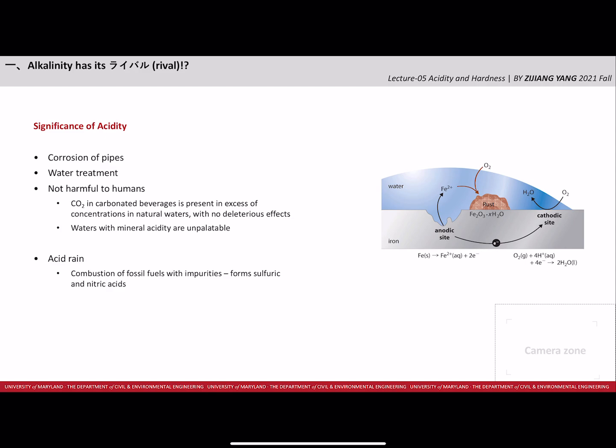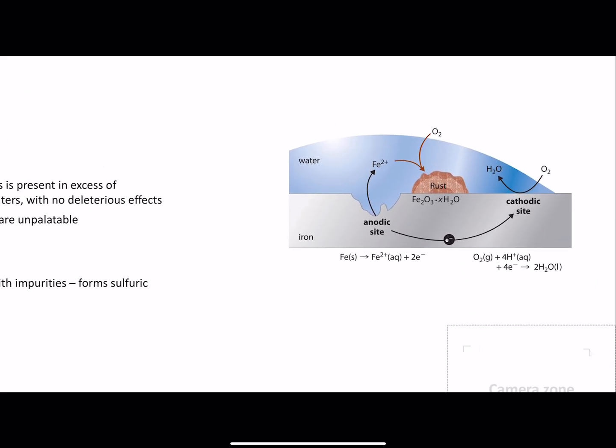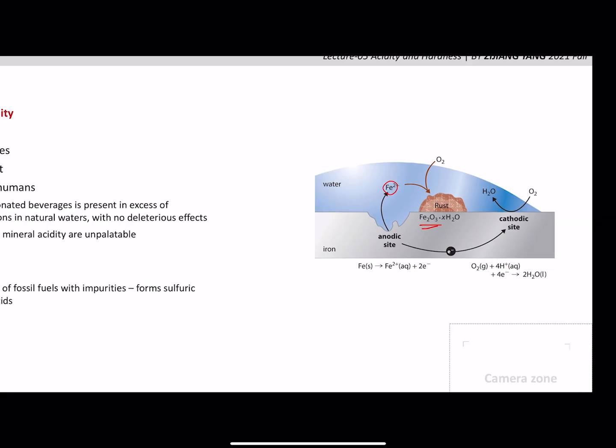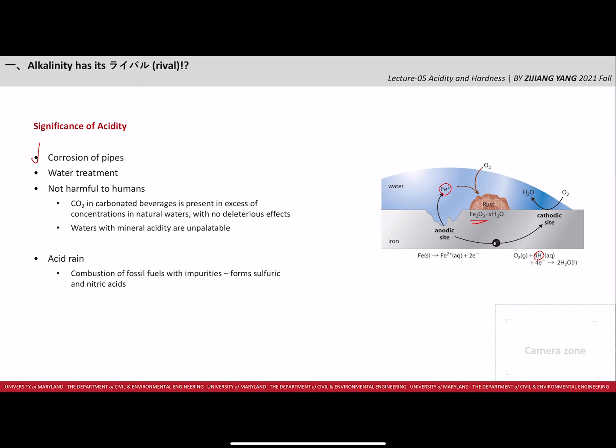So why do we care about acidity? Because it is related to corrosion of the pipes. This shows the mechanism of corrosion of the pipes. We can see we have the H plus here, and it shows that if we have more H plus in this reaction, then more Fe will be oxidized into this one. So if we have a water that has a small alkalinity or has acidity, the pipe corrodes, but if the water has relatively large alkalinity, then we can protect the pipe from corrosion.